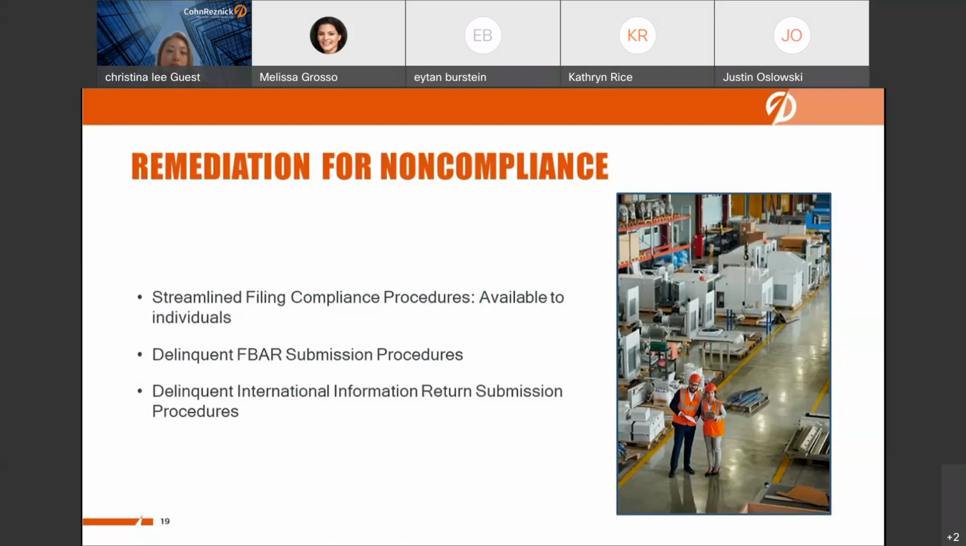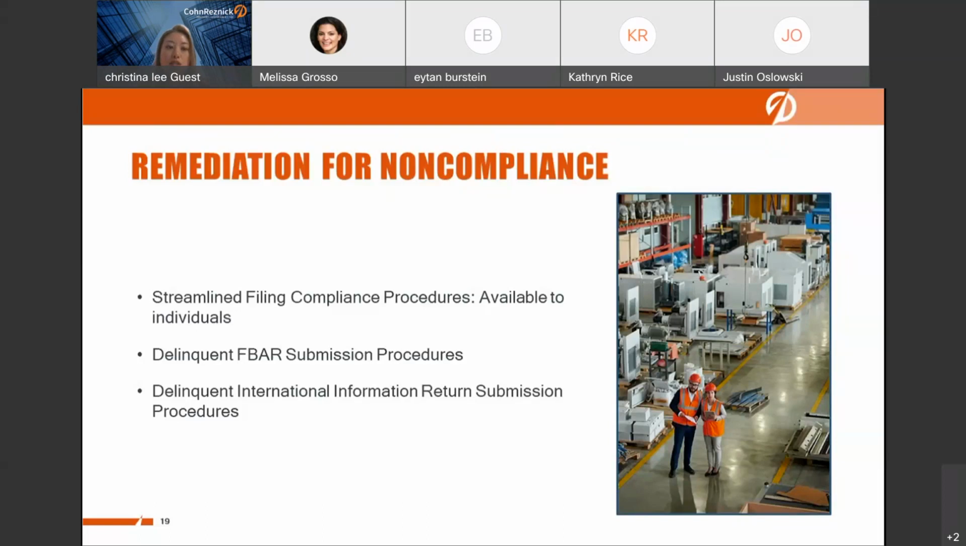And other than that, there is the Delinquent International Information Return Submission Procedure, which sounds like an elegant terminology for what we used to call a noisy disclosure, and the Delinquent FBAR Submission Procedure.